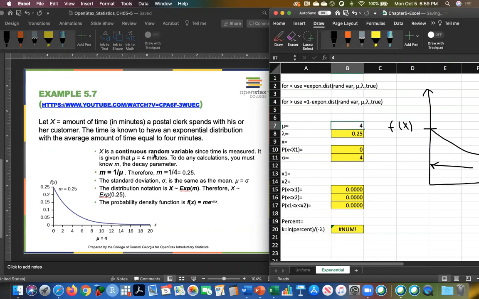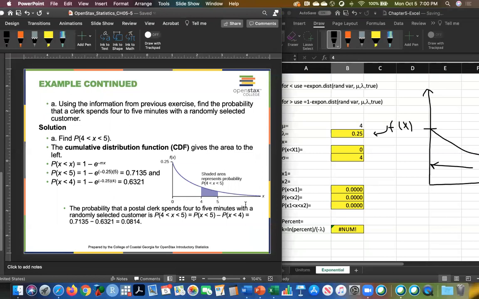So X is a continuous random variable since the time is measured. It is given that 4 minutes is mu, so we transform this, and that becomes the reciprocal of 4, which is 0.25. So 0.25 is going to be the decay factor right here, right? So we know the standard deviation is going to be equal to mu. We use the notation X follows an exponential distribution with a parameter that is captured by this decay factor, right? In this case, it's called m, but in many cases, it's called lambda. So lambda is going to represent the decay factor.